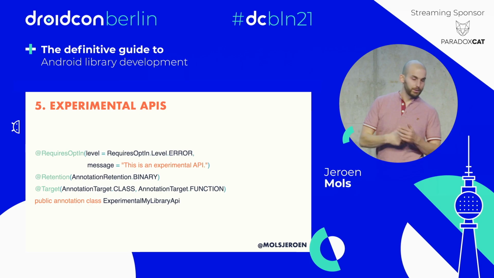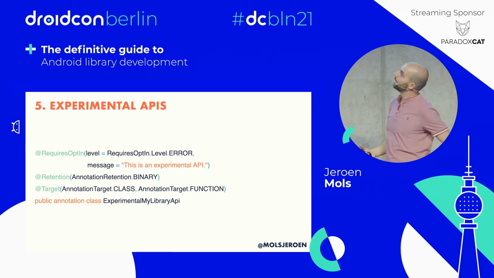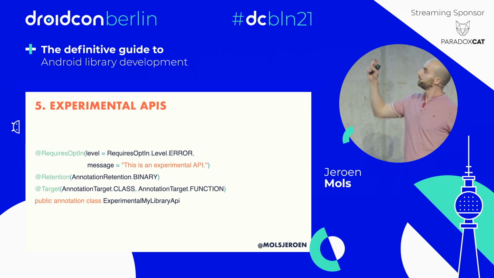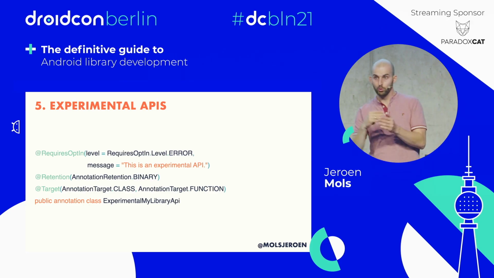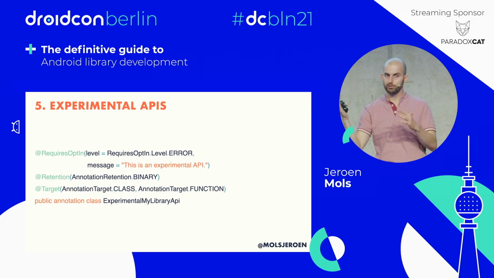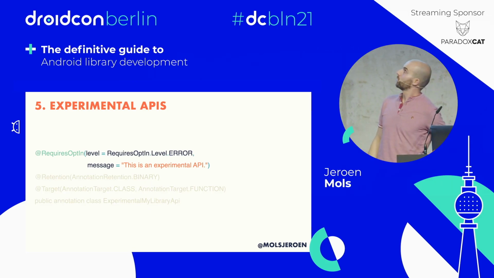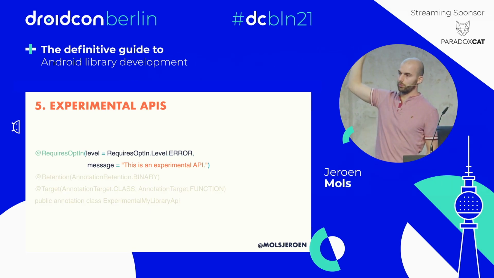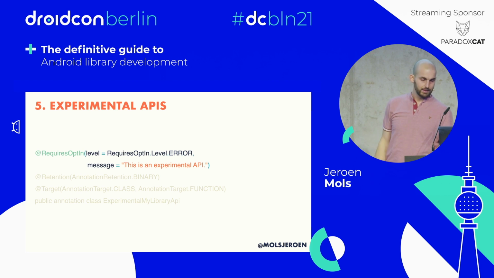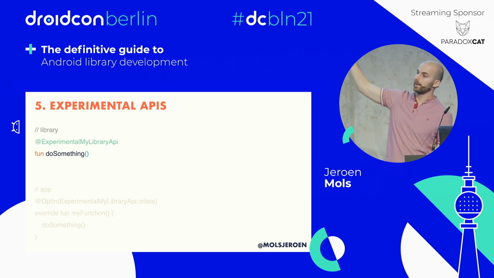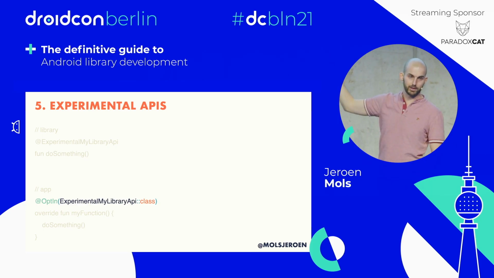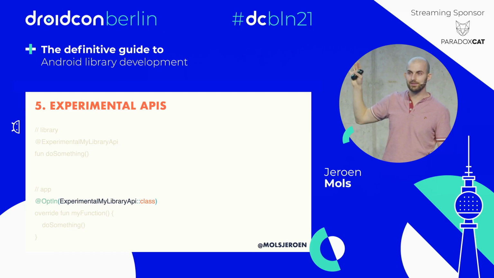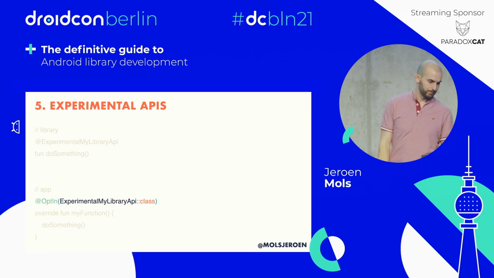Then if you want to develop experimental APIs, it's a quick tip. You can define your own annotation, like ExperimentalMyLibraryApi. This is if you want to add a new API to your library, but you're not ready to fully commit to it yet. You can create your own annotation, slap the @RequiresOptIn on top of it, then annotate the new API in your library with that annotation, and if somebody now wants to use it, they will have to explicitly opt in before they can use it, which is a neat mechanism to let an API incubate.